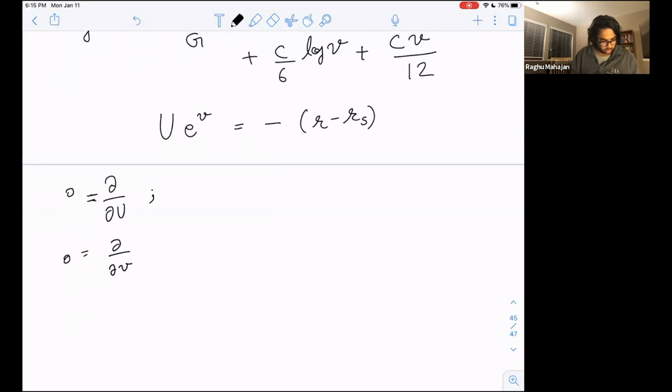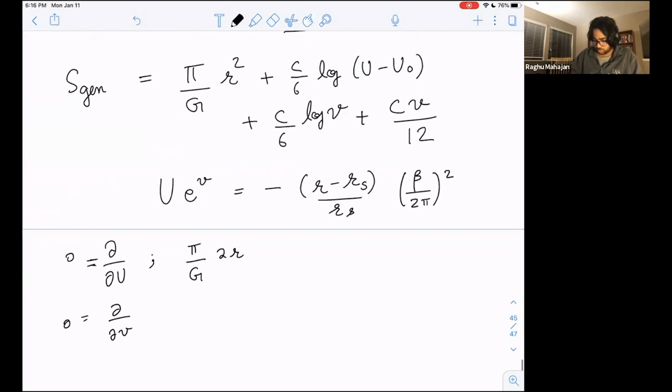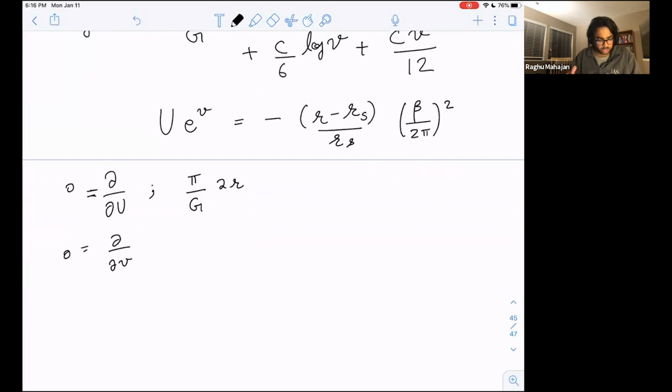I haven't written the constant factor here, but I can write it now. It's R_s beta over 2 pi, whole squared. And setting beta equals 2 pi, what you will get is pi over G times 2r. That's because we have an r squared, and then there's a partial r over capital U. So that actually gives negative R_s times V, big V, equals negative c over 6, 1 over u minus u naught.